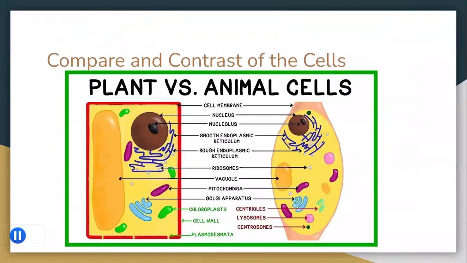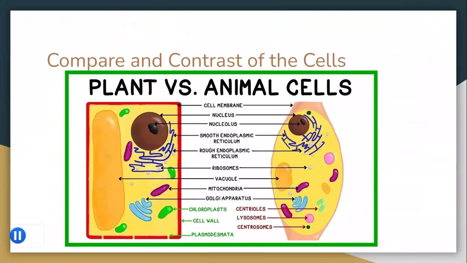Compare and contrast the cells. So here's a larger picture that kind of shows off the sizes and the shape of the cells as well, and it points to, like, yes, we have a cell membrane, they both have nucleuses, and we have the smooth and rough endoplasmic reticulum, ribosomes, the vacuoles, mitochondria, and Golgi apparatus, and you can tell each of them are different shapes and sizes compared to the two cells, but they still share the same functions as well.